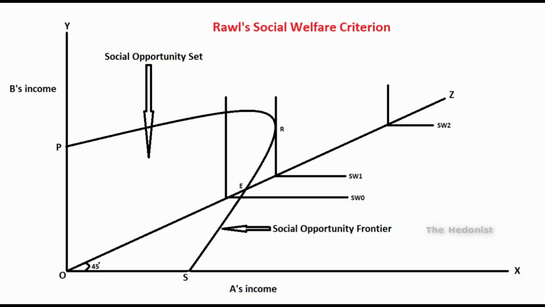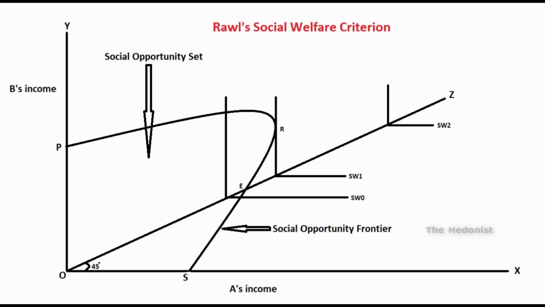Suppose there are two individuals in the economy, individual A and individual B. In the diagram, individual A's income is measured in the x-axis and individual B's income is measured in the y-axis. The curve PRES is the social opportunity frontier which shows the various possibilities of obtaining income by the two individuals. According to Rawls, inequality of income in a society is justified only to the extent it increases income or welfare of the least well-off person.